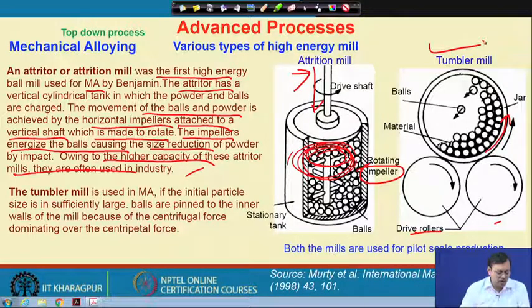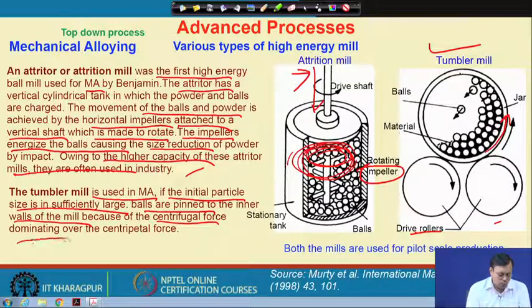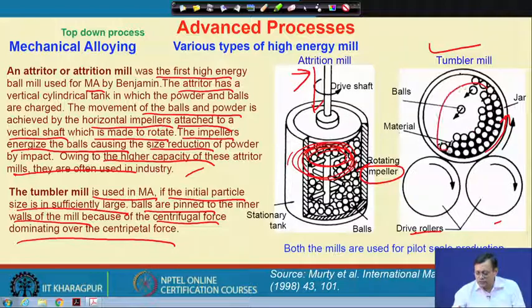In case of a tumbler mill, this is also used for mechanical alloying purpose, and if the initial particle size is sufficiently large, the balls are pinned on the inner wall of the mill, because of the centrifugal force dominating over the centripetal force actually. So, this is a typical schematic of such a tumbler mill.